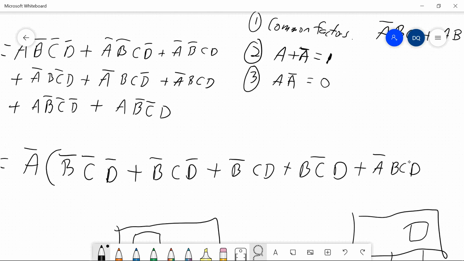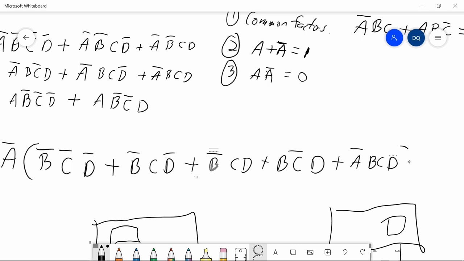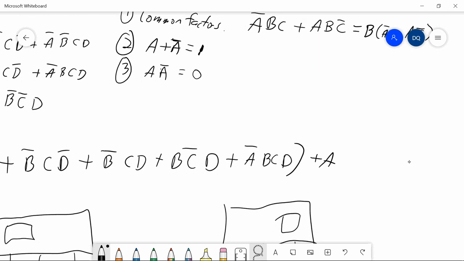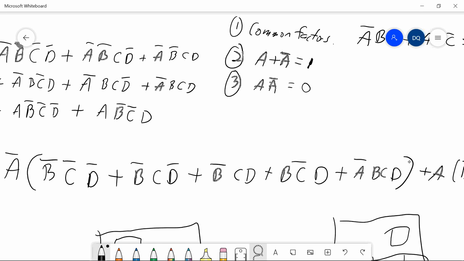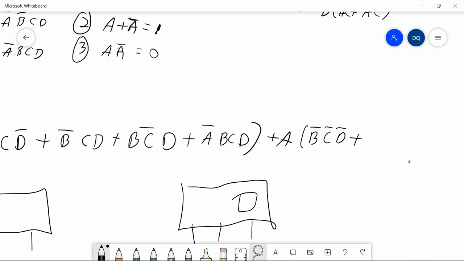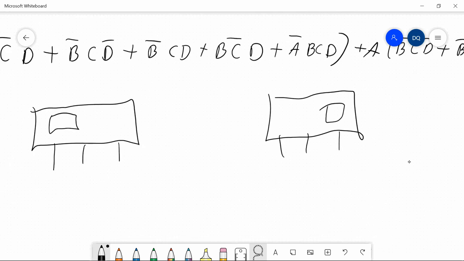And then my sixth and seventh terms each have an A, so I can close that off. My sixth term is OR A and not B, not C, and not D. Or my seventh term, which has A, not B, not C, and D.